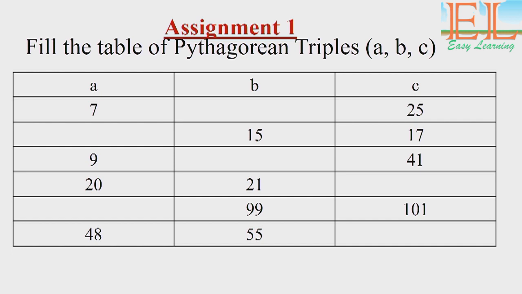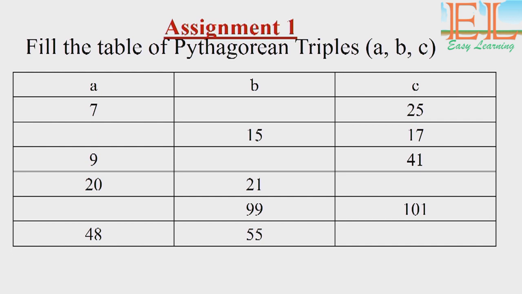The third space, we have b omitted. You can use this same concept to find it. Then the fourth space, c, is omitted. So you have the two sides which form the right angle triangle, and then you can find it to be 20 squared plus 21 squared, or square root, and that will give you the value of c.